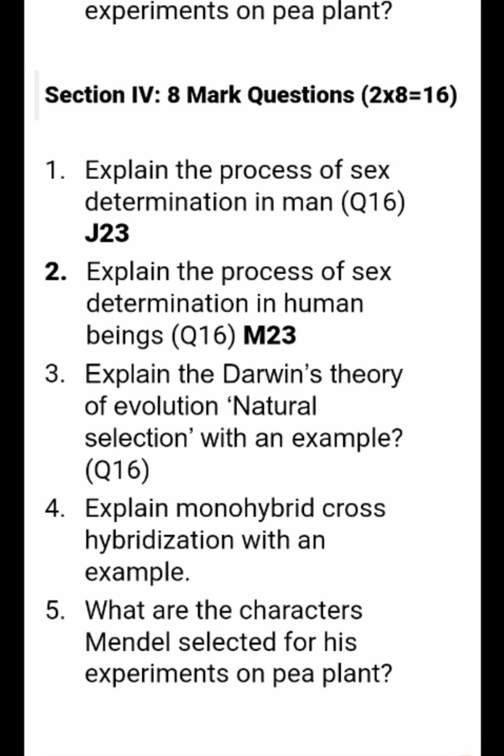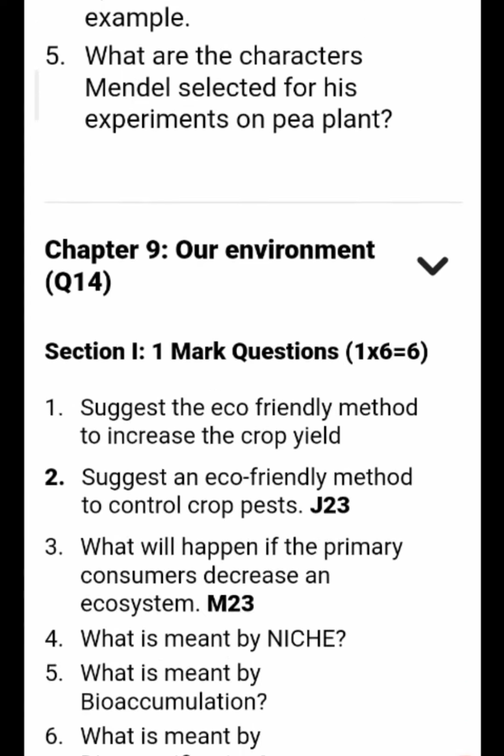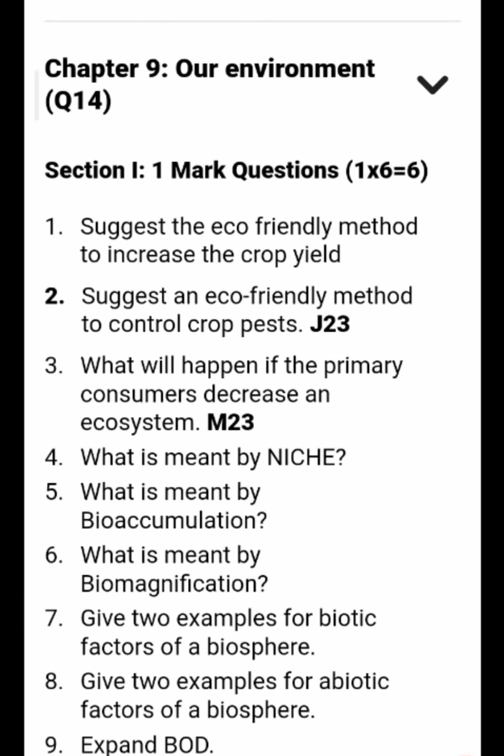Explain Darwin's theory of evolution, natural selection, with an example. Next, explain monohybrid cross hybridization with an example. Next, what are the characters Mendel selected for his experiments on pea plant? Next, chapter 9, our environment.